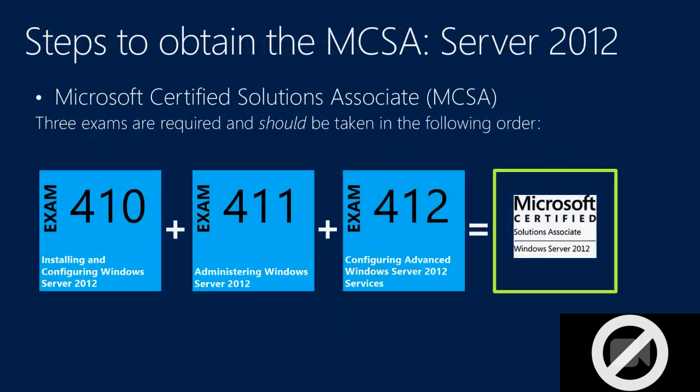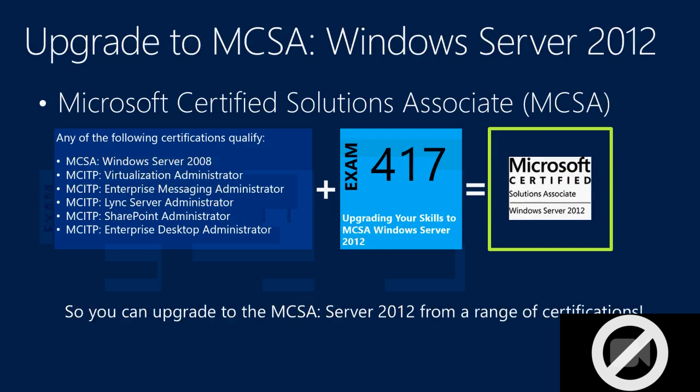This is the papers we have to cover in this. The exam paper number 410 is for installation and configuration of Windows Server 2012. Exam 411 stands for administrating Windows Server 2012, and 412 is configuring advanced Windows Server 2012. If you complete these three papers, then you can get a certificate of Microsoft Certified Solution Associate, which is MCSA.